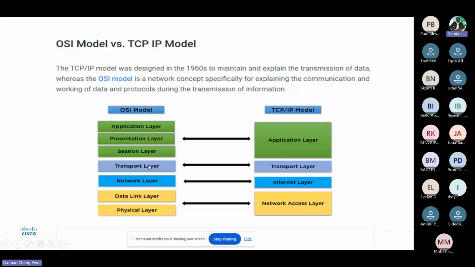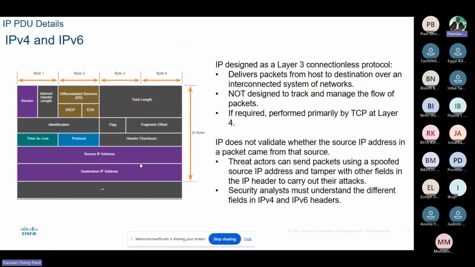So when we are talking about tracking, it's TCP that handles that, not layer 3, the network layer. The network layer only forwards. IP does not validate whether the source IP address in a packet came from that source. Just like I said, it gets the packet and forwards it. It doesn't look behind to find out where the information is coming from. Its job is just to receive and forward.